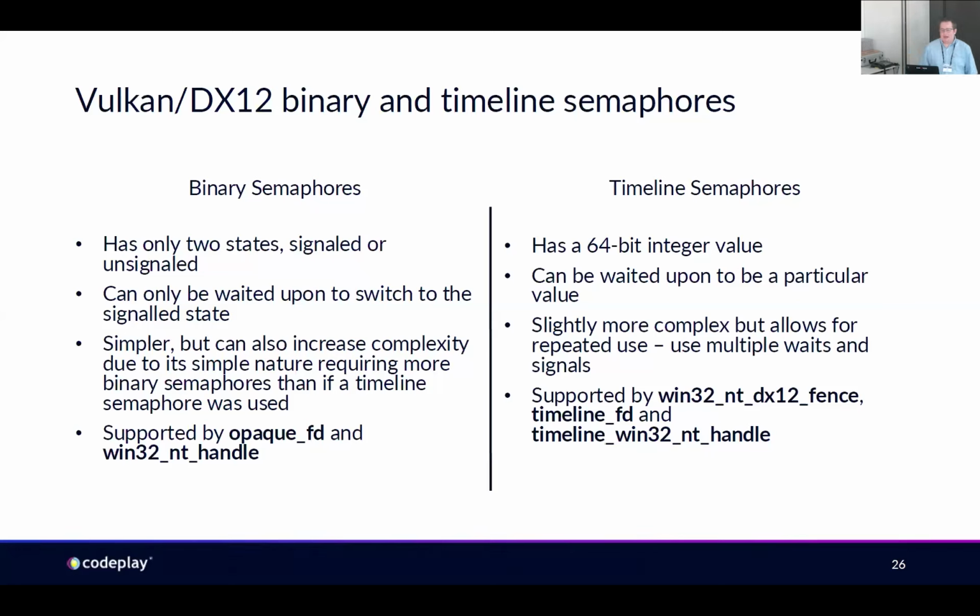Timeline semaphores, on the other hand, have a 64-bit integer value. They can be waited upon to be a particular value, and you can do that repeatedly. They are slightly more complex to use, but you can keep reusing the same semaphore, and they are a lot more flexible. This is supported by Win32NT DX12 fence, timeline FD, and timeline Win32NT handle.